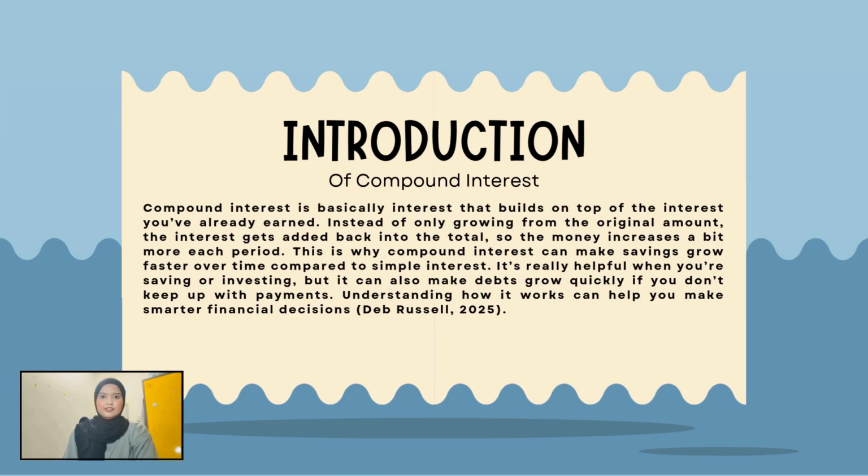Introduction of compound interest. Compound interest is basically interest that builds on top of the interest you have already earned. Instead of only growing from the original amount, the interest gets added back into the total, so the money increases a bit more each period. This is why compound interest can make savings grow faster over time compared to simple interest. It is really helpful when you are saving or investing, but it can also make debts grow quickly if you don't keep up with your payments. Understanding how it works can help you make smarter financial decisions. Deb Russell, 2025.